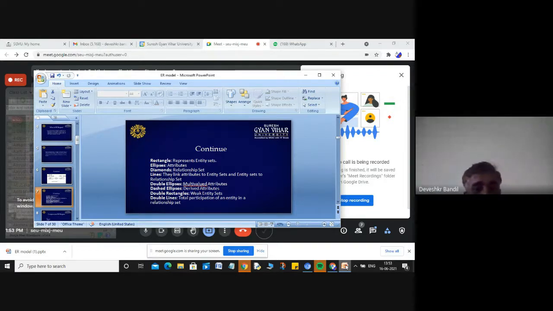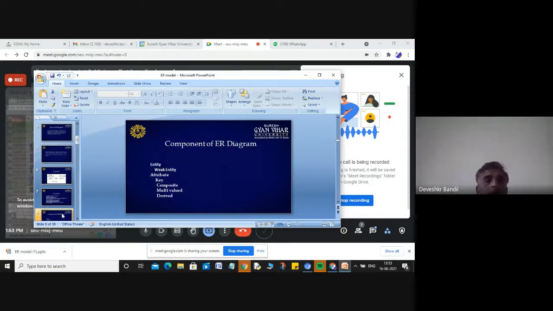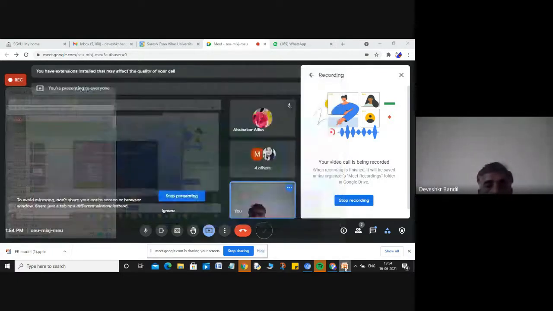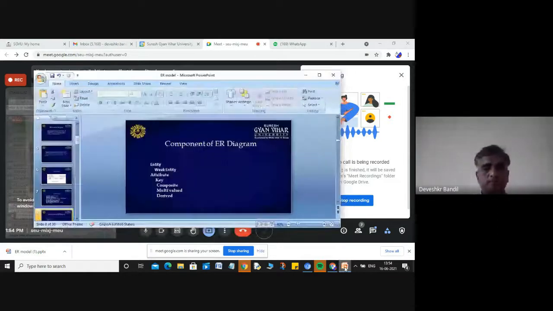and these shapes will be used to represent the entity set, attributes, multi-valued attributes, derived attributes, etc. And components of your ER diagram are entity, and in your entity I will discuss about the weak entity and the attributes like your key, composite attribute, multi-valued attribute, and your derived attribute. I will discuss one by one.